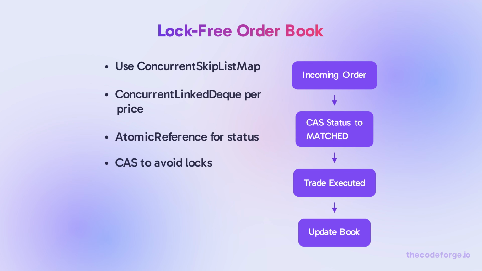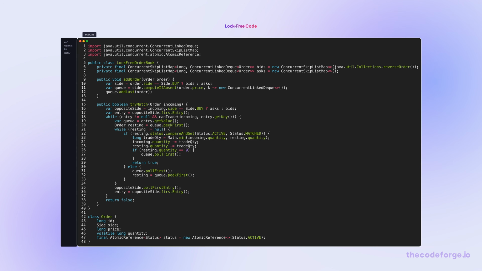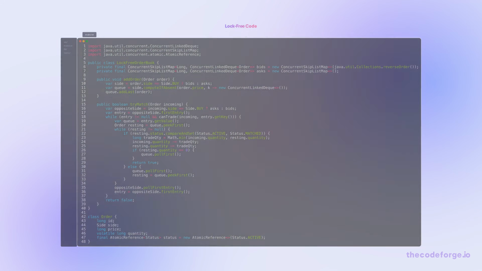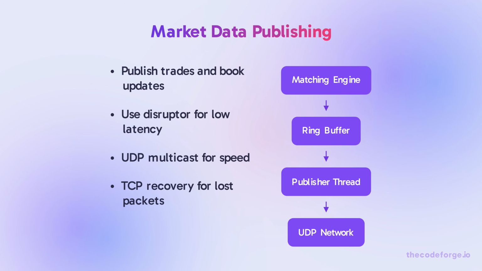To achieve sub-millisecond latency, we need lock-free data structures. We use a ConcurrentSkipListMap for price levels and ConcurrentLinkedDeque for queues. Each order has an AtomicReference status, so we can atomically transition from active to matched using CAS. In the lock-free version, we use CAS on the order's status. Before matching, we atomically set status to matched. If the CAS fails, the order was canceled or already matched, so we skip it. This avoids locks entirely.